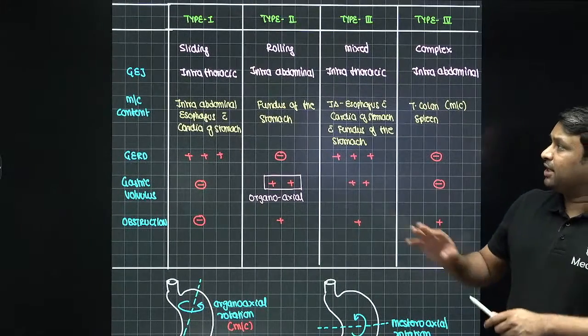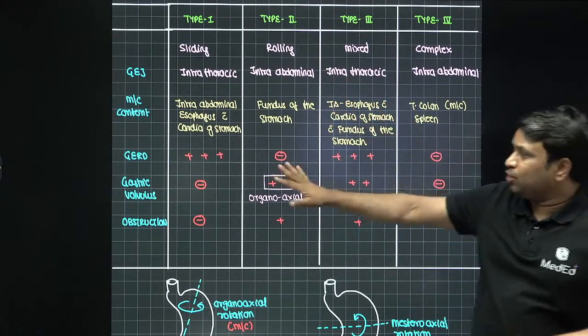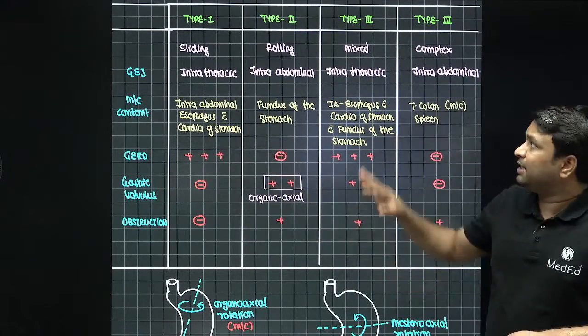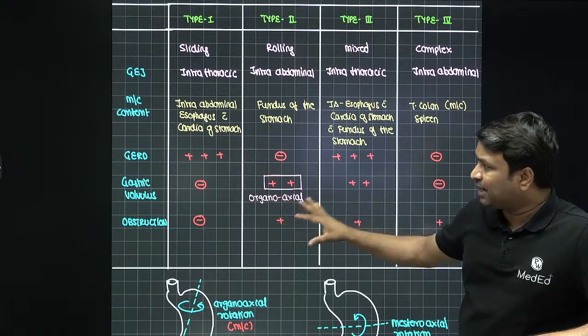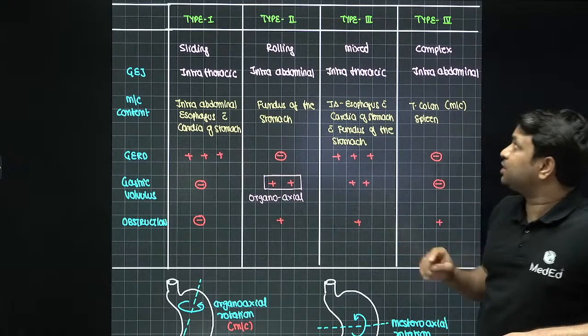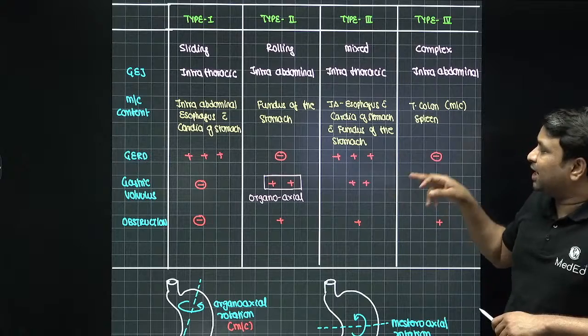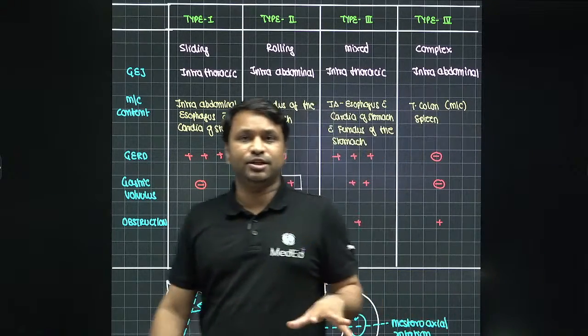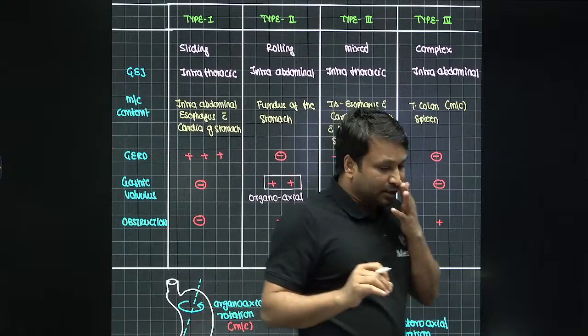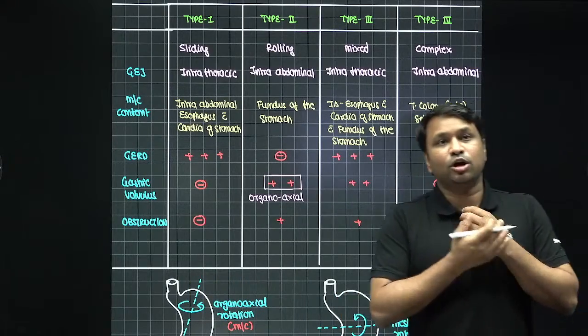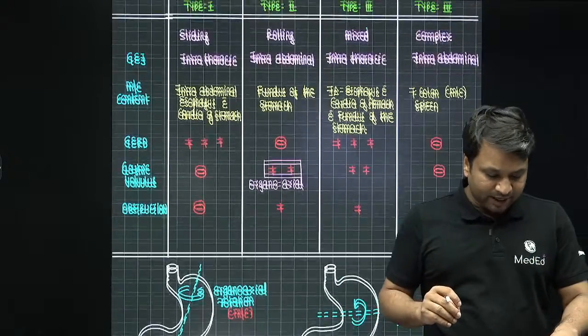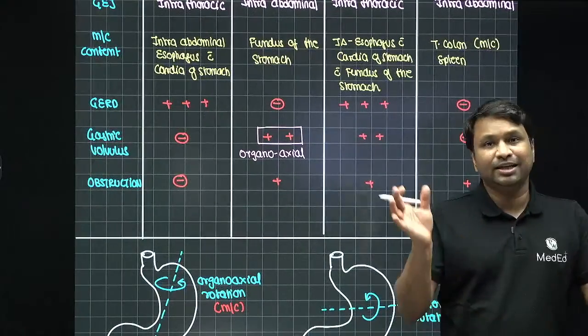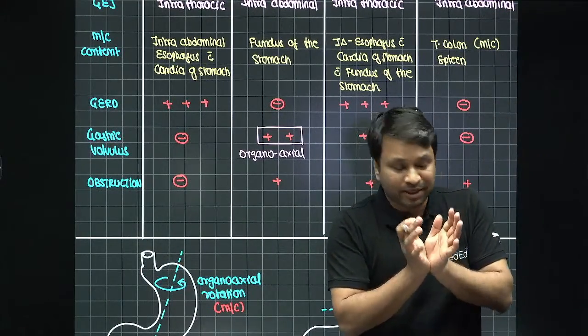When you look at the clinical presentation, the type 1 variety usually presents with features of GERD. The type 2 variety will have features of gastric volvulus, with obstructive features. Type 3 variety will have both GERD as well as obstructive features. Type 4 usually presents with obstructive features, or a bowel obstruction presentation. Especially in the type 2 and type 3 varieties, the stomach is getting compressed between the components, right?